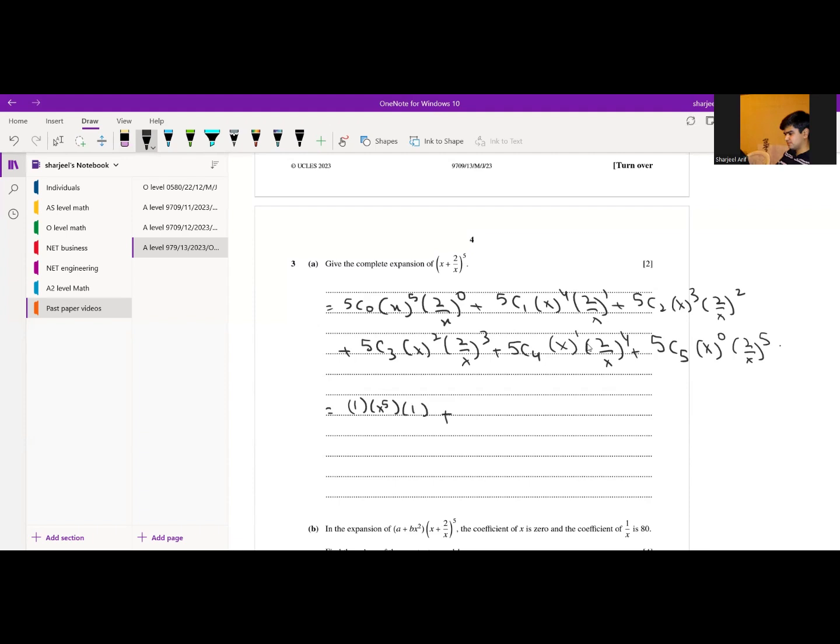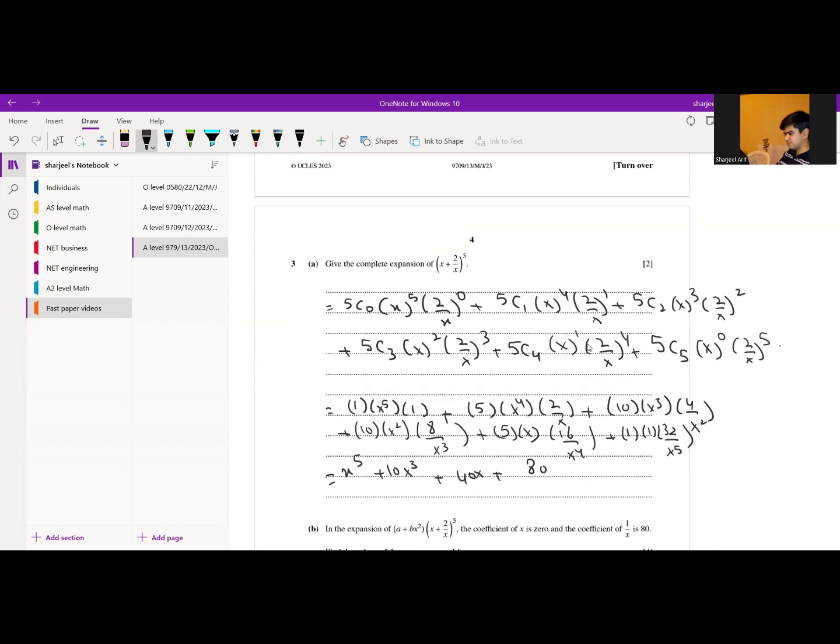1 x to the power 5 plus 5 x to the power 4 into 2 by x plus 10 into x cubed into 4 over x squared plus x squared into 8 over x cubed plus x into 16 over x to the power 4 plus 32 over x to the power 5. This will become x to the power 5 plus 10x cubed plus 40x plus 80 over x plus 80 over x cubed plus 32 over x to the power 5. This will be our answer.